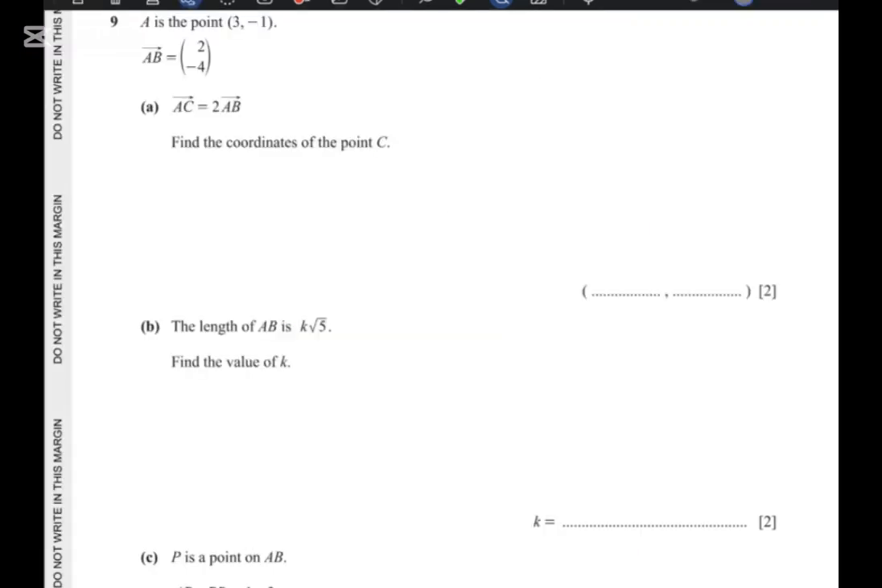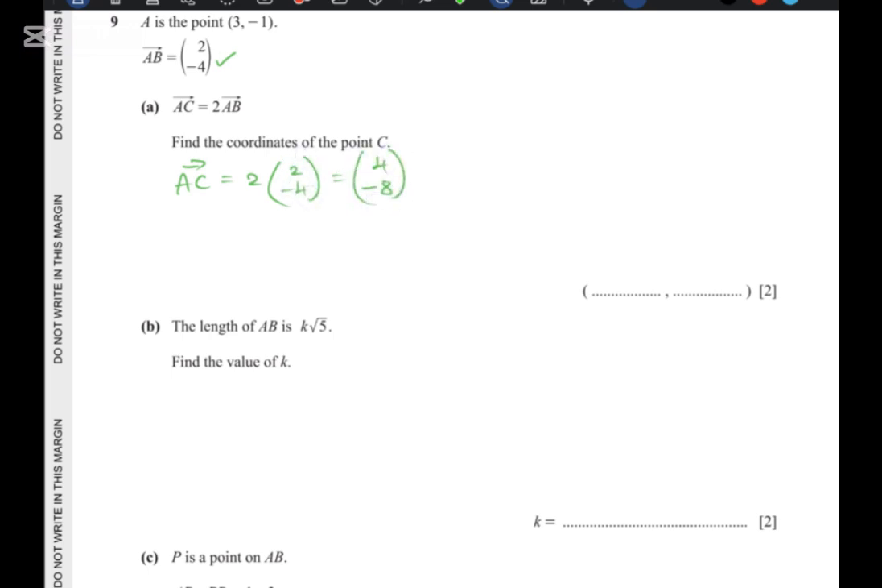Question number 9. A is the point (3, -1). Vector AB is (2, -4). Question A: vector AC is equal to 2 into vector AB. Find the coordinates of C. Okay, so first we will have to find out vector AC. So vector AC is given as 2 into vector AB. Vector AB is given to us. So 2 into (2, -4), which is (4, -8).